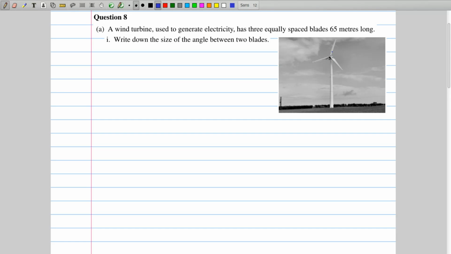Looking at this diagram, you can tell that the whole way around is going to be 360 degrees. If the three blades are equally spaced, then they have to each be a third of that 360 degrees. So 1/3 times 360 gives you 120 degrees.